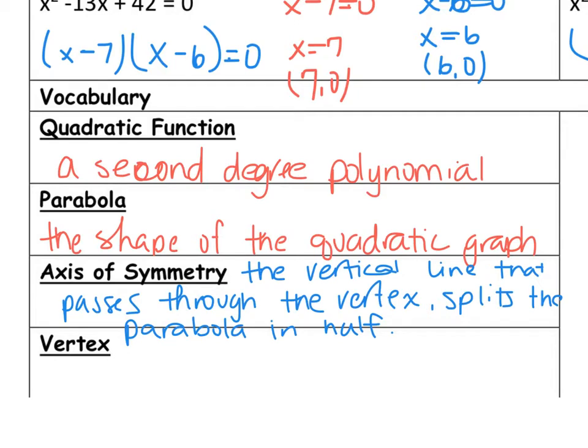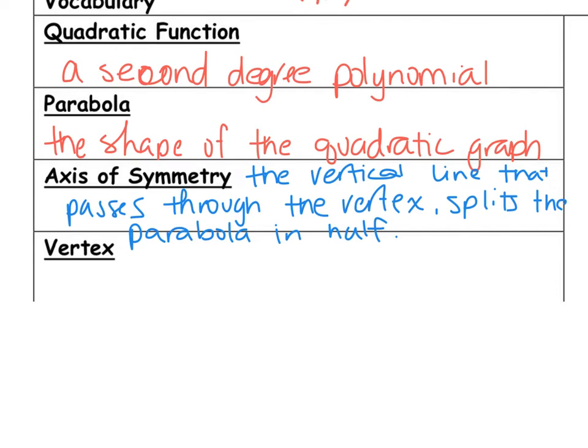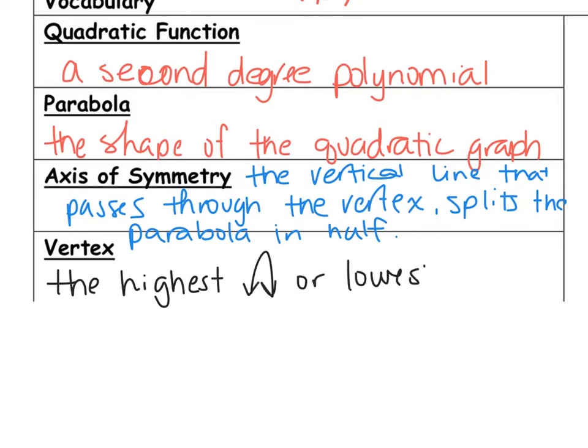In this case, it passes through the vertex. The vertex is the highest or the lowest point of a parabola. It is either the highest if our parabola goes this way, or the lowest if our parabola opens this way.